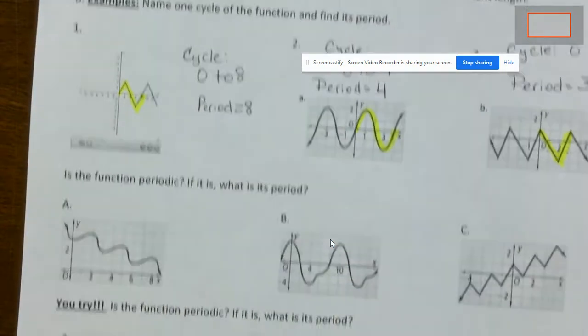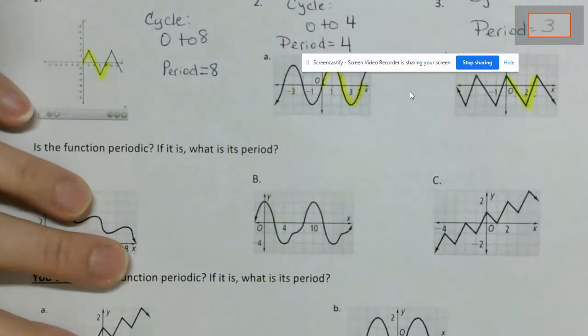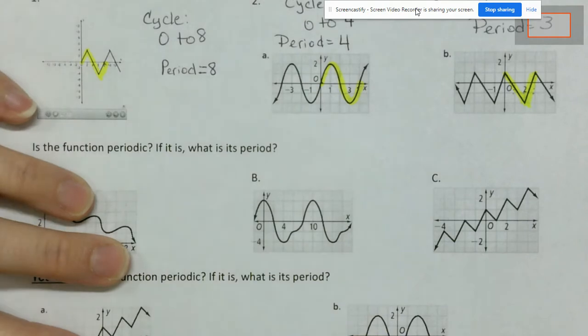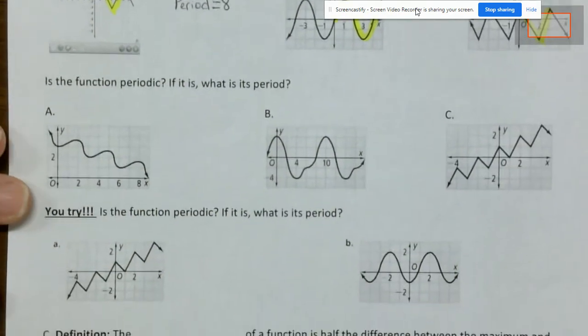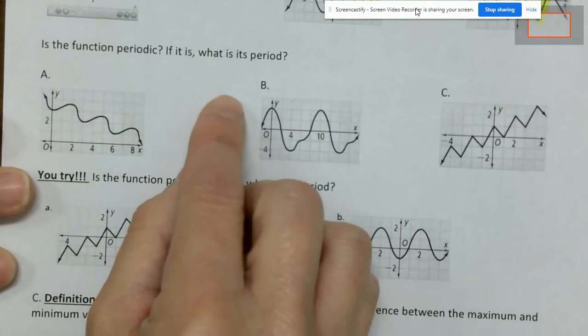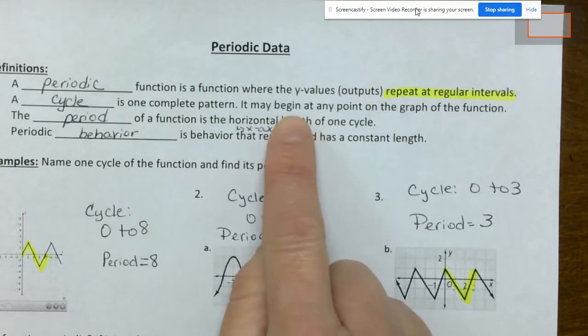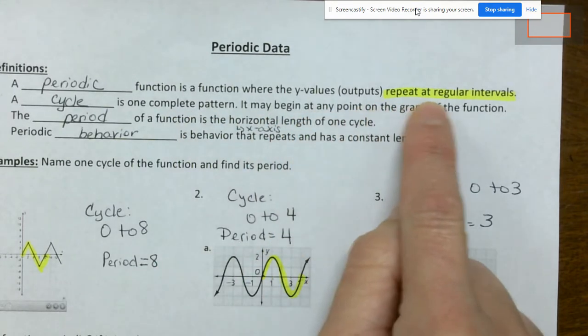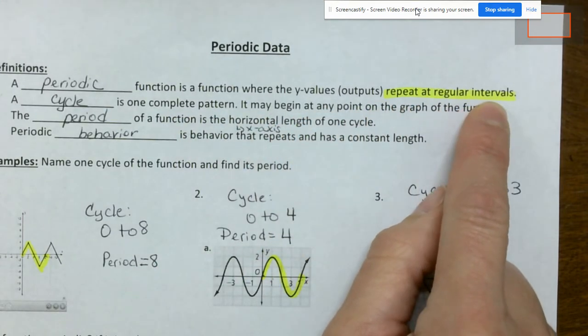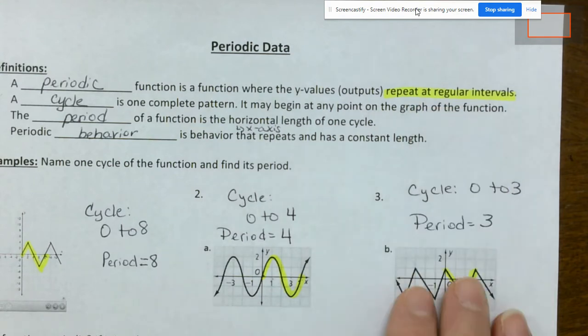Okay, guys, we're going to continue looking at example problems for periodic data. So let's look down here at this one. Is the function periodic? And if it is, what is its period? Now remember, to be periodic, let's go back up here. The y values have to repeat at regular intervals. They have to repeat themselves. So your y values have to be the same at regular intervals.